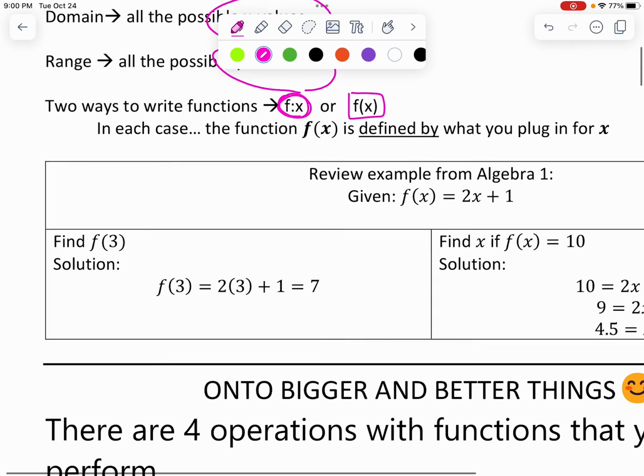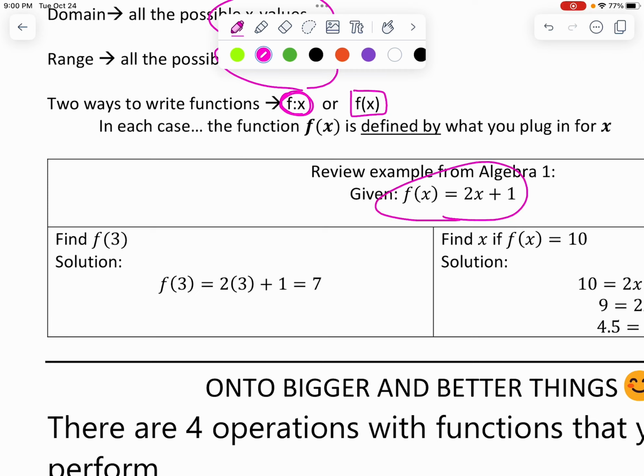Now here's an example from Algebra 1. Let's say that we have this function, which is linear, because it's x to the power of 1, y equals mx plus b. If they say find f of 3, you put 3 in for x, and your final answer is 7. That's old school from chapter 2.